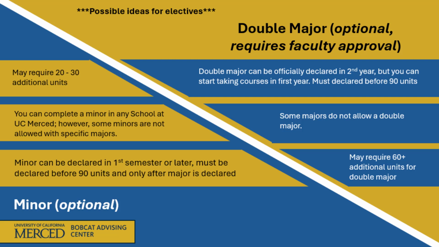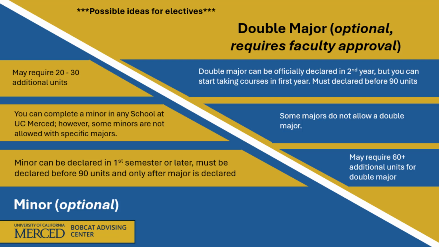The double major might also require 60 or more additional units to be fulfilled alongside your primary major. A minor may require between 20 to 30 additional units to be fulfilled. Students can complete a minor in any school at UC Merced. So, for example, an engineering major can complete a minor housed in the School of Social Sciences, Humanities, and Arts.